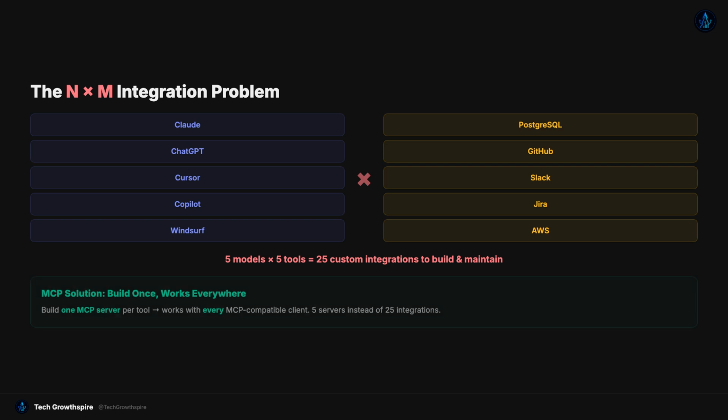MCP eliminates this entirely. Build one MCP server for your PostgreSQL database, and it works with Claude, ChatGPT, Cursor, Windsurf, VS Code, and every other MCP-compatible client. One server, every client. That's the power of a standard protocol. Now let's break down the MCP architecture.